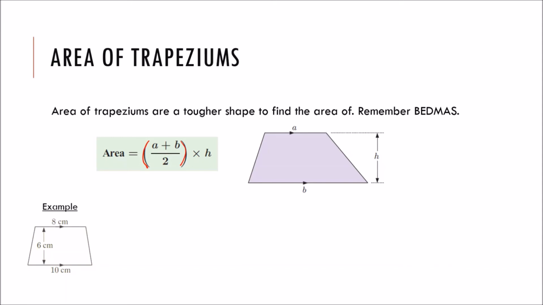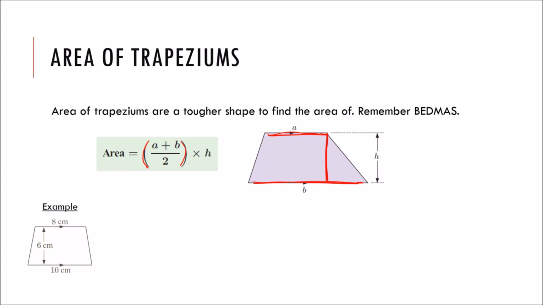With our trapezium, your A is the value at the top, your B is the value at the bottom, and your H is, like with parallelograms and rhombuses, the height. It's going up and down, not the slant. It is not the slant. So they're the three things you need.